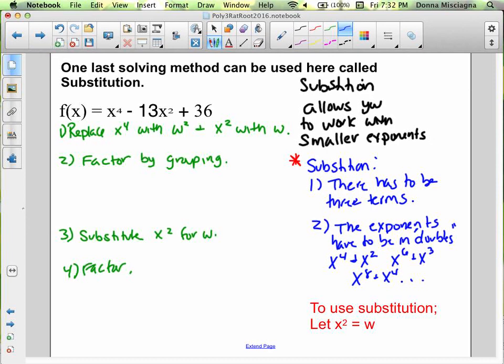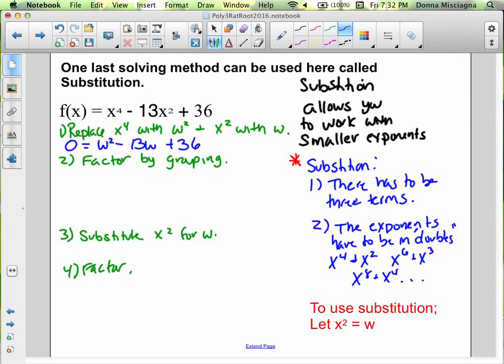So we're going to replace. So instead of having x to the 4th, we're going to have w squared minus 13w plus 36. We want to use a different letter, and we use w because that's a good letter. It doesn't look like a number, right? We want to use a different letter so we don't get confused and think we're solving for x. Because we're not, we're solving for w. We have to, after we solve for w, then we're going to solve for x.